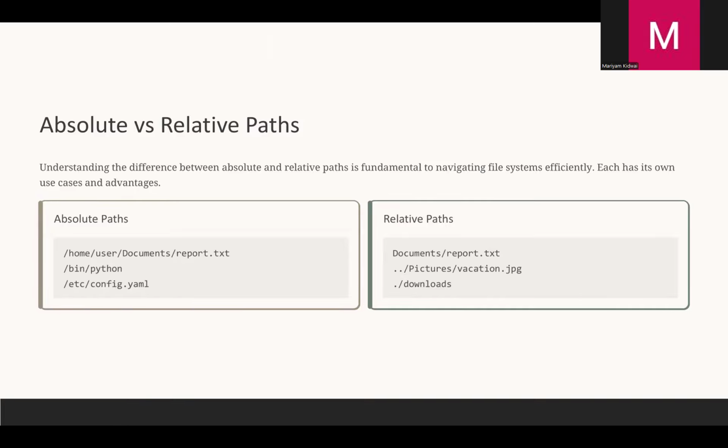So when to use an absolute path? It is very important to know when we need to use an absolute path and when we need to use a relative path. So first, absolute path. When are we going to use that? When you need to specify a file's exact location regardless of where you currently are in the file system.